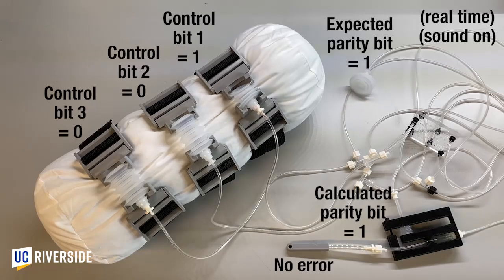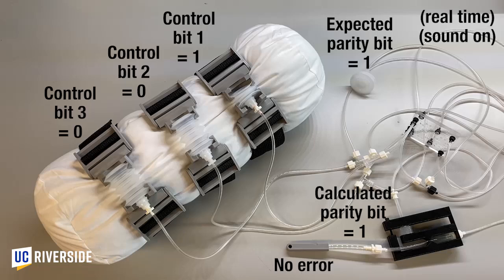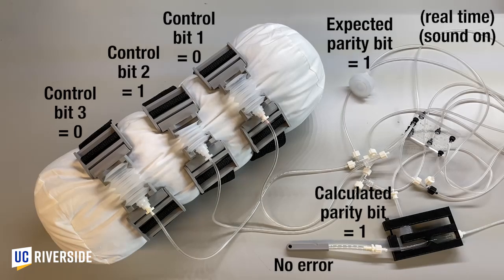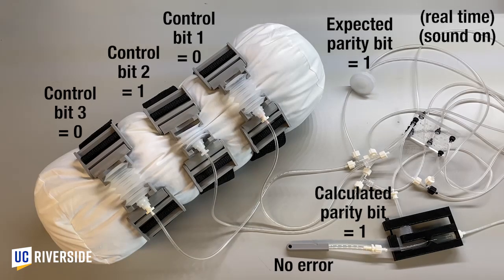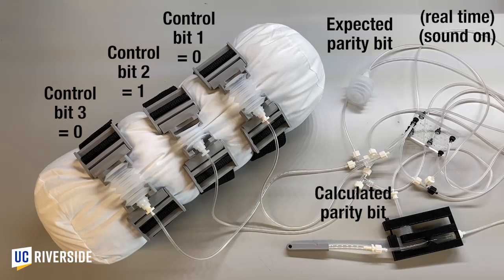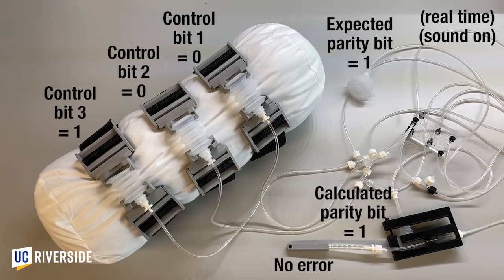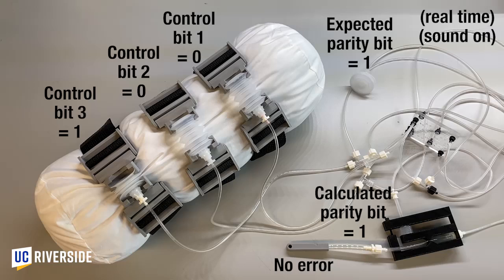Each time the control bits are changed as the device operates, the pneumatic error detector checks for any discrepancies between the expected and calculated parity bits. During normal operation of the IPC device, the expected parity bit and the calculated parity bit are the same, so the error output of the pneumatic error detector remains at atmospheric pressure, or 0, and no whistle is heard. We'll watch a few more moments of normal operation.